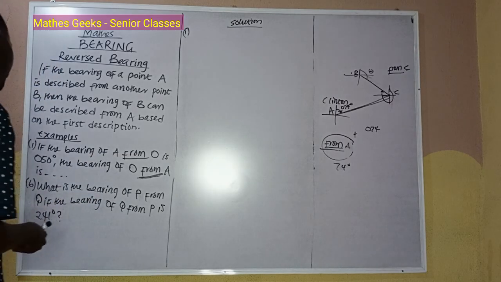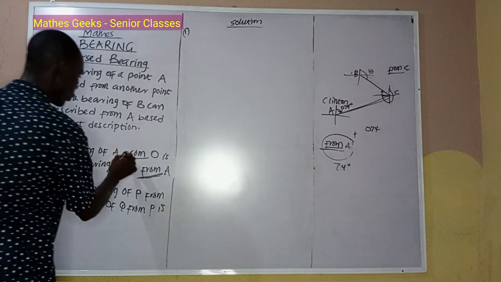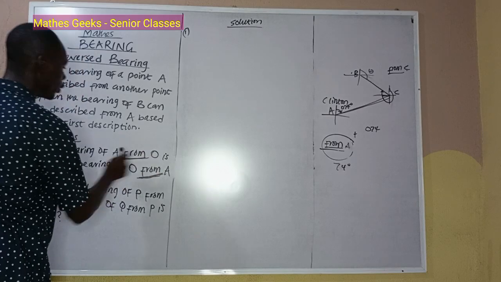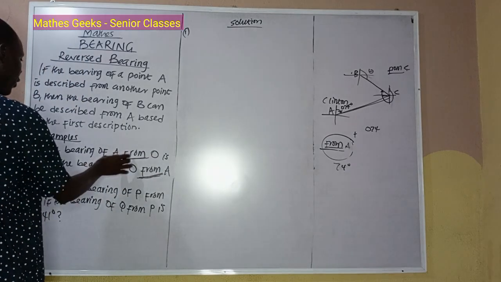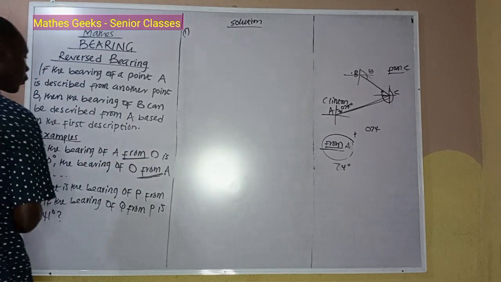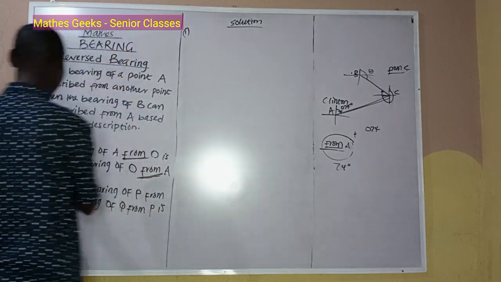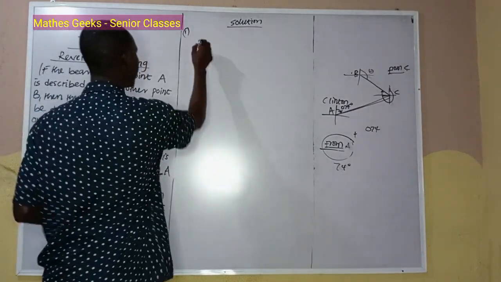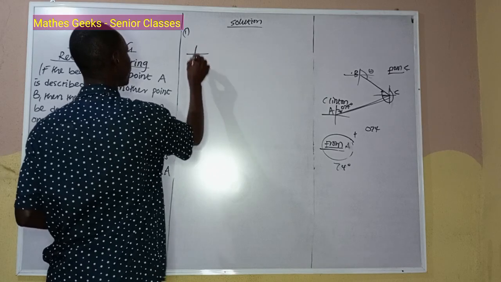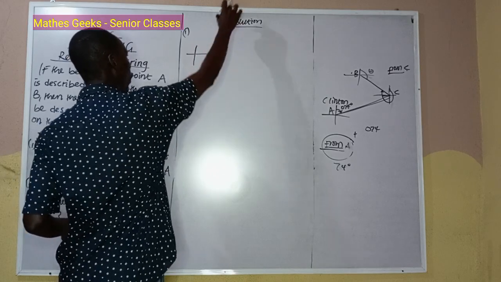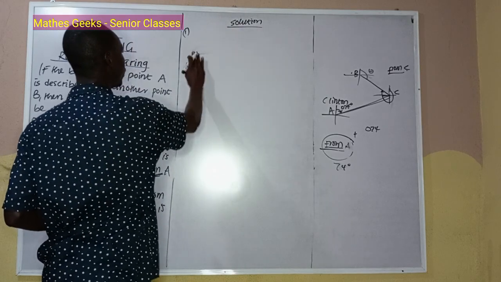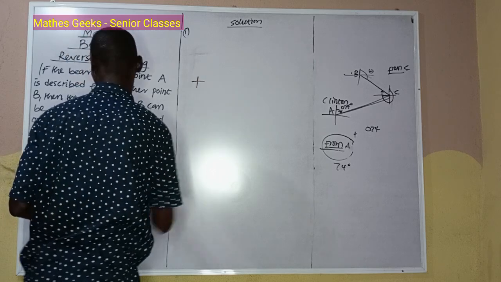So number one: the bearing of A from O. Take note of this word "from." What point? O. So our reference is point O. We've got to know the bearing of A from point O, so the first thing to do is to plot point O. And what is from O? The angle 050 degrees. It's going to be in the first quadrant, which means it's going to go up. So take note of what your angle is, 50 degrees.